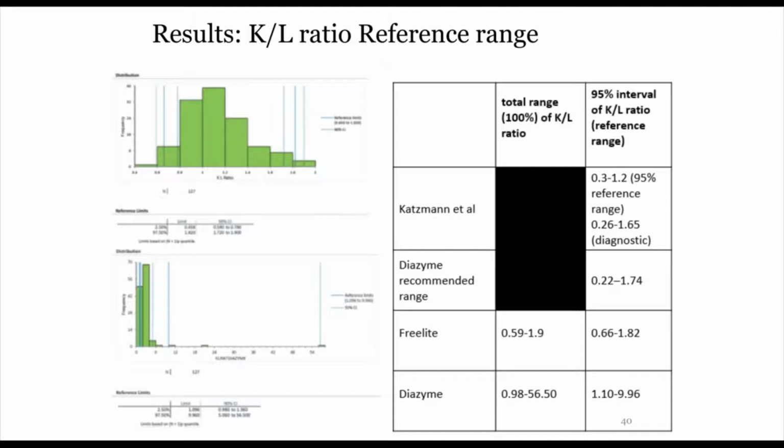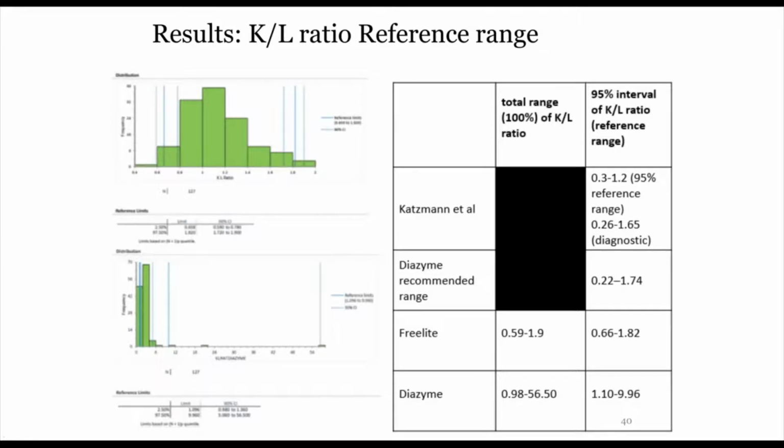This slide shows the comparison of the reference range for the kappa to lambda ratio obtained by taking the central 95% of the values obtained in the study. Based on this method, the values obtained from the free light method gave a range of 0.66 to 1.82, while the Diazyme assay gave a range of 1.1 to 9.96.